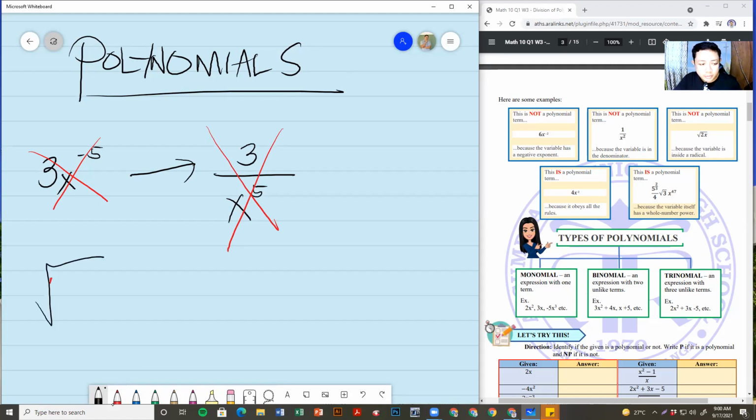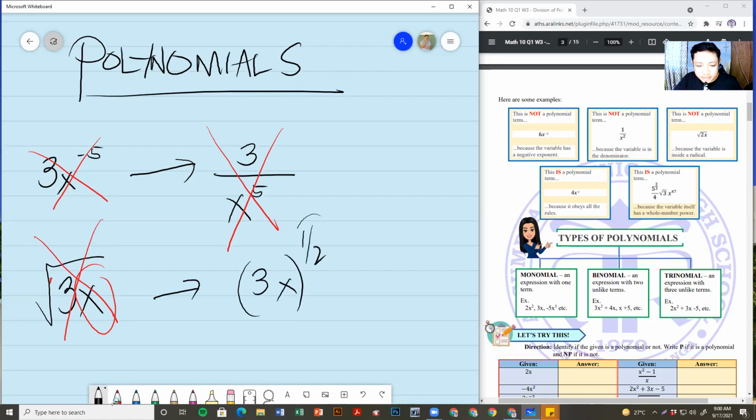For example, the square root of 3x. Since there is a variable in the radical which cannot be extracted out, this is still not a polynomial. Why? Because when we rewrite this, it will become 3x raised to 1/2. And if there is also a fraction in the exponent of the variable, still this is not a polynomial. Okay.